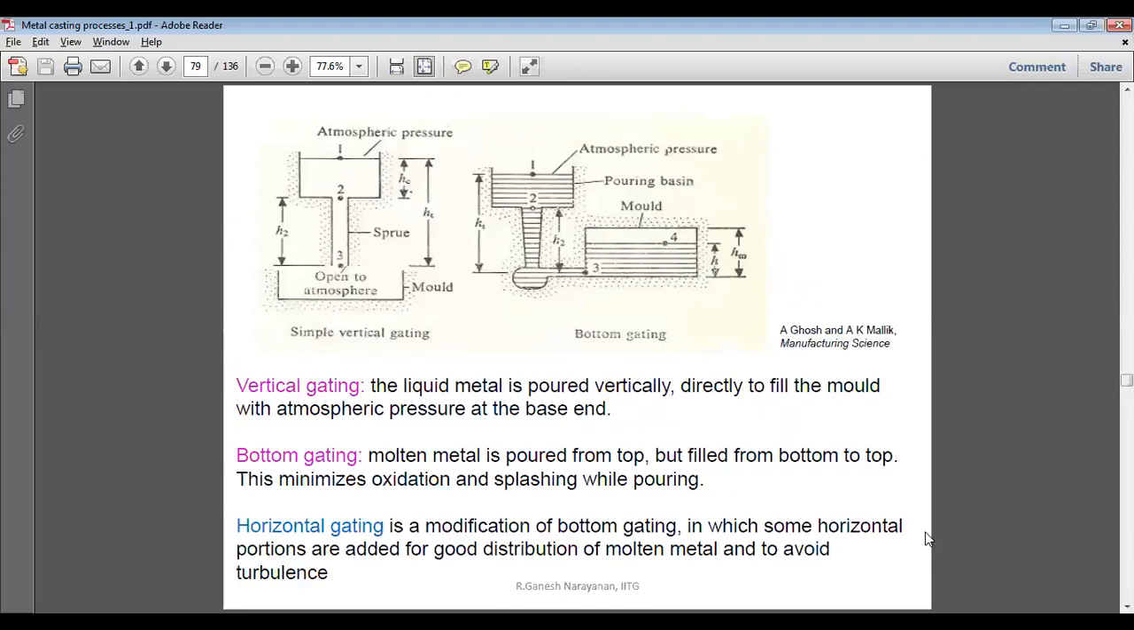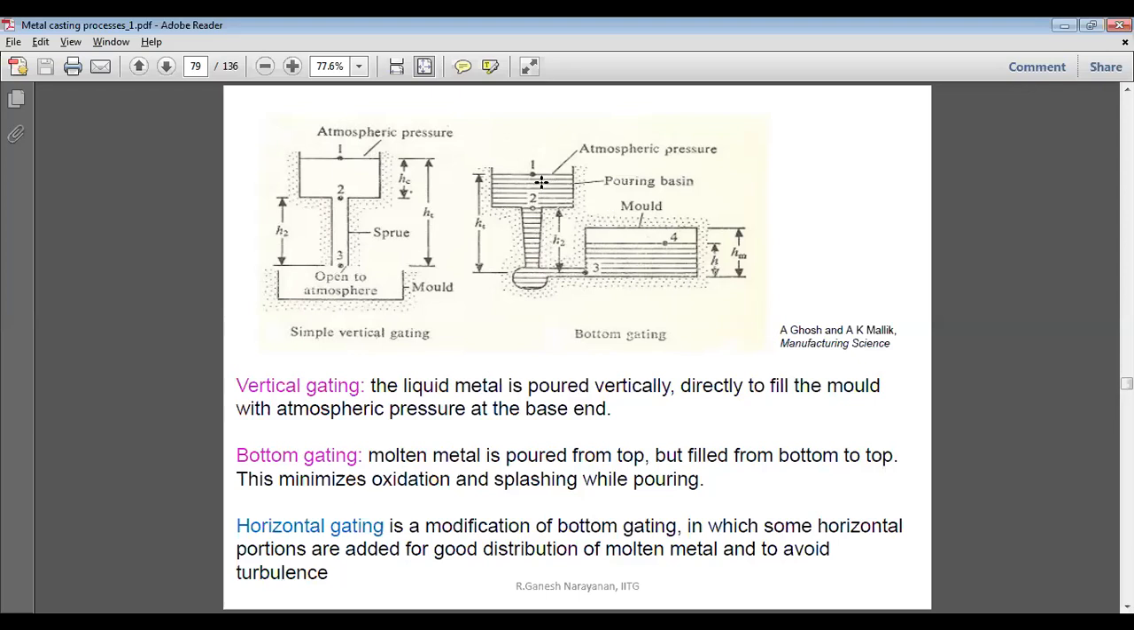So this is the gating system. You can see this is the basic sprue. Also, this is the basic pouring basin, which is connected with the sprue. This is the mold open to atmosphere. Then you can see the atmospheric pressure here, and the molten metal is coming down. And this is the well. This is the runner, and this way the molten metal enters the cavity, the mold. So we have different elements.